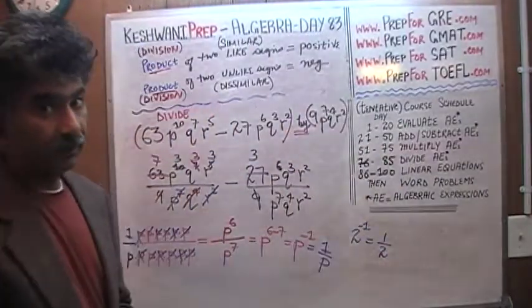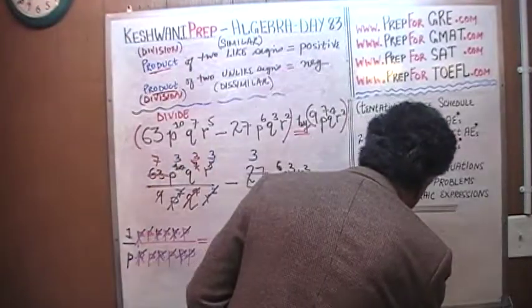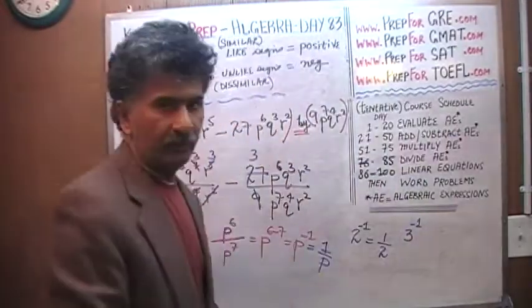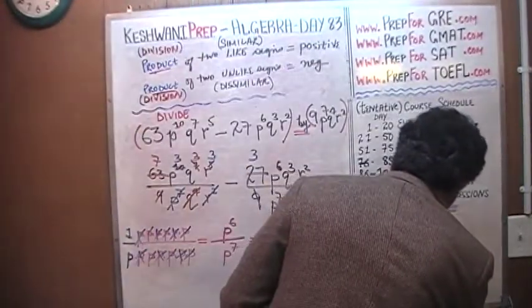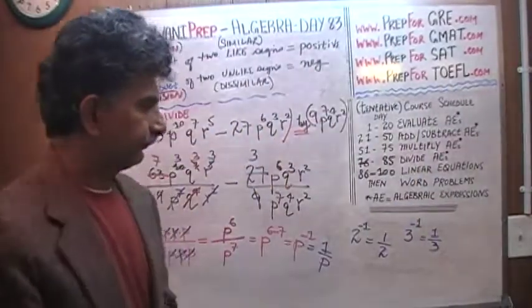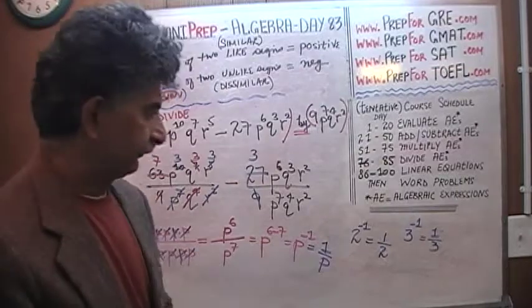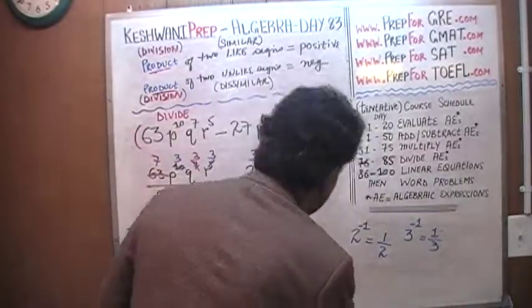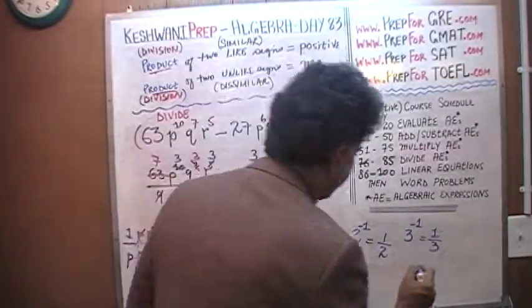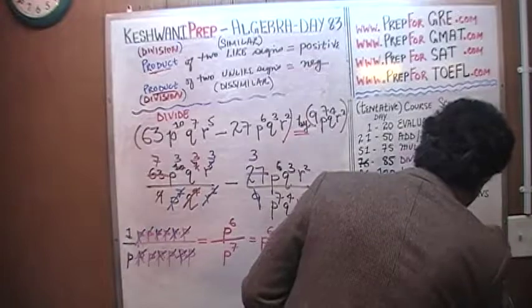Do you know how to write a third in a fancy way? Of course we do. A third can be written like this: 3 raised to negative 1. So 3 raised to negative 1 is the same as 1 over 3. Do you know how to write a fifth in a fancy way? As you can see, the plot is thickening, isn't it? I know. Where do we write 5? Right here. 5 raised to negative 1. 5 raised to negative 1 is the same as 1 over 5.